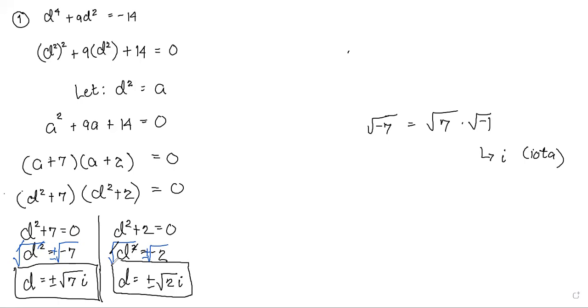So, there. Since it is to the fourth power, we should also have 4 roots, which are positive square root of 7i, negative square root of 7i, positive square root of 2i, and negative square root of 2i. And that's how we evaluate that kind of problem. Okay, so next is number 2.